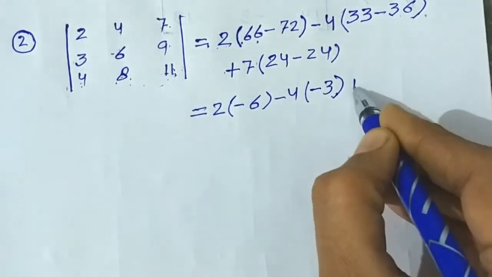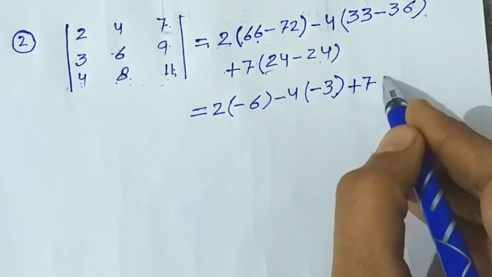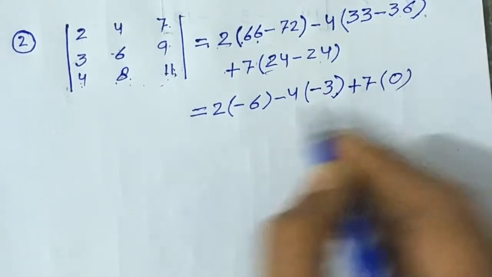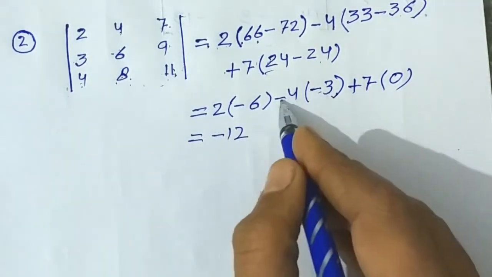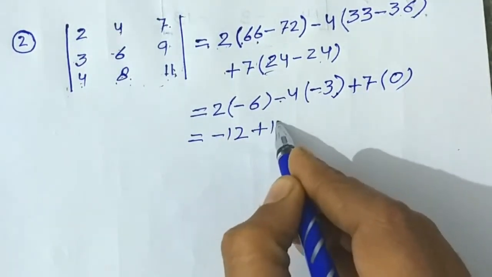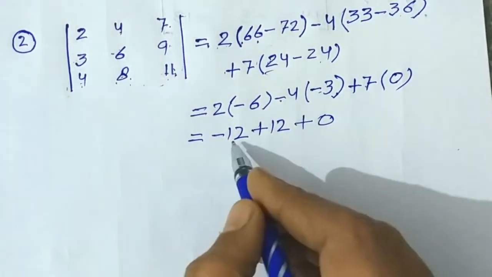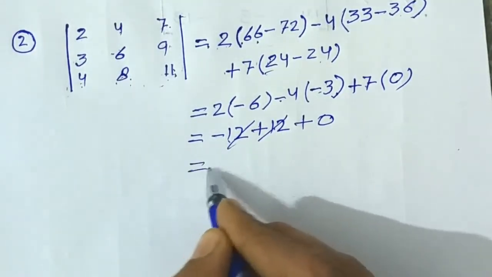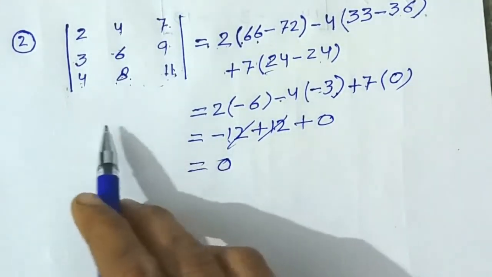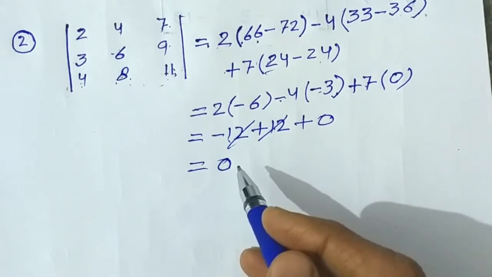And then plus 7, and in the bracket we have 24 minus 24, that is 0. So simplifying, we have minus 4 into minus 6 is plus 24... we get minus 12, minus into minus plus 12, and plus 0. These positive 12 and negative 12 cancel out, and we are left with only 0. So the value of the given determinant is 0. This is the example for simple evaluation of a determinant of 3 by 3 order.